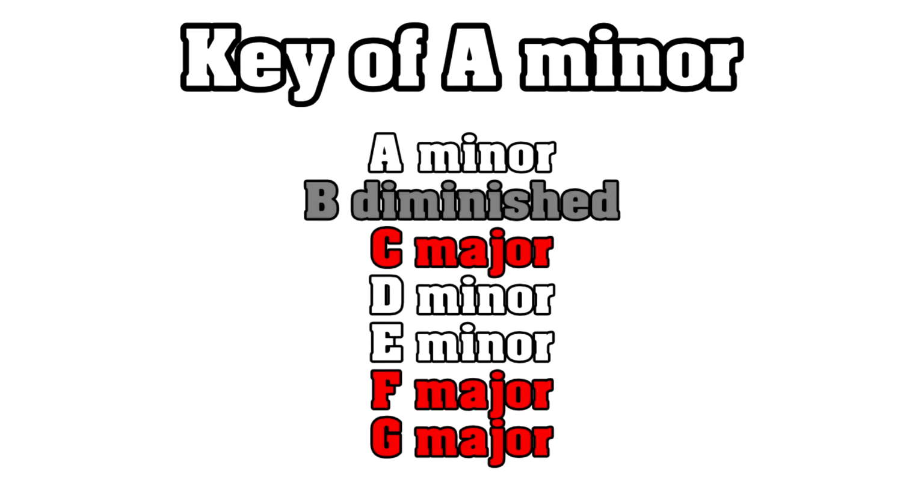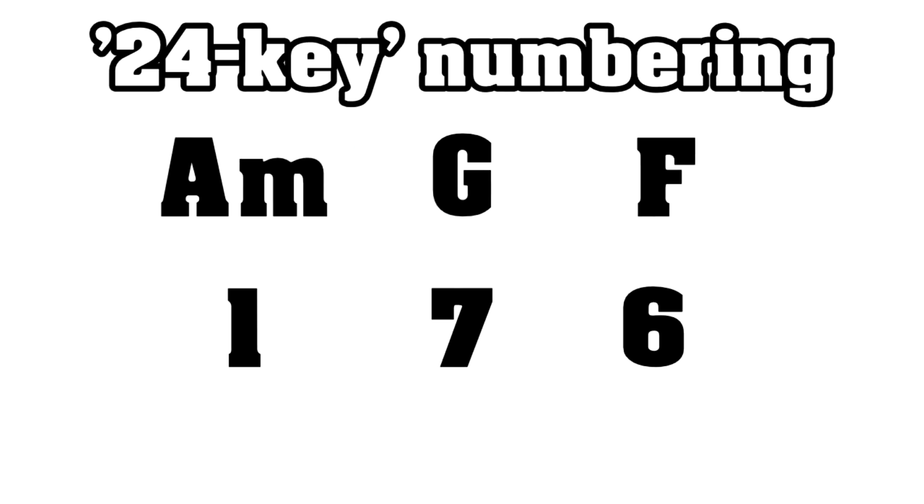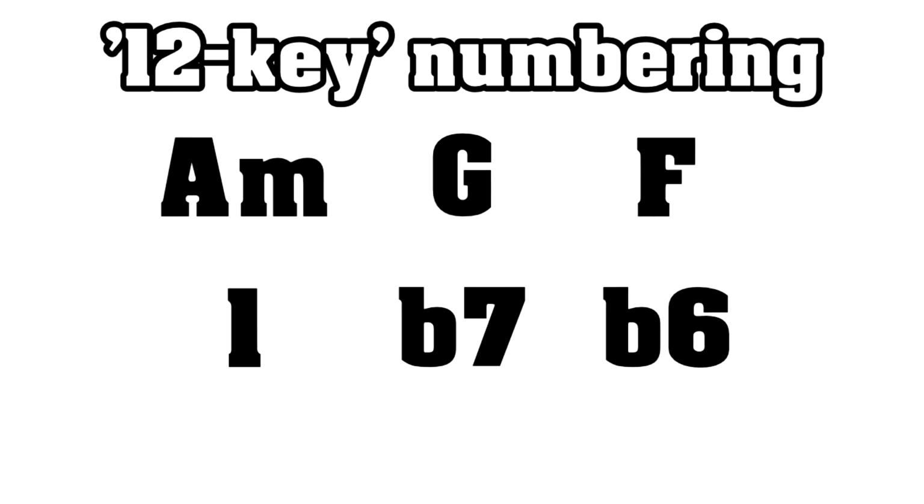So let's look at a very simple example of how you might see this come up in practice. Take the final 3 chords of the rhythm section for the Stairway to Heaven solo. Now, from the 24 key perspective, you might see this progression labeled as 1, 7, 6. But from the 12 key perspective, you would see this labeled as 1, flat 7, flat 6. Again, the flat symbols in front of the chords serve to maintain mathematical accuracy with the natural minor scale formula.